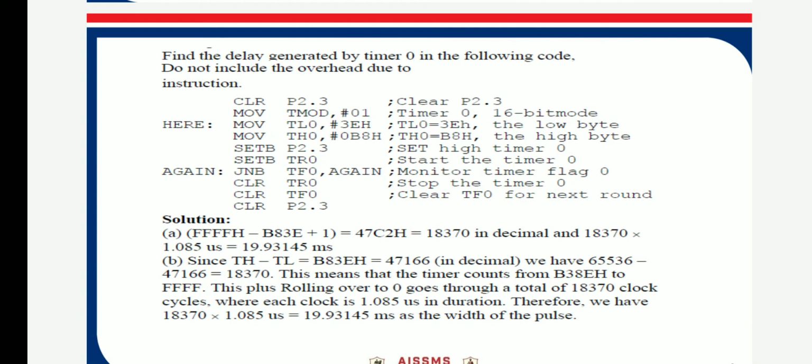Now here 47C2H is the number which we get after this hex operation. If we convert this number into decimal, it is 12370, and when we multiply this number with 1.085 microseconds, then we exactly get the delay created by this program.